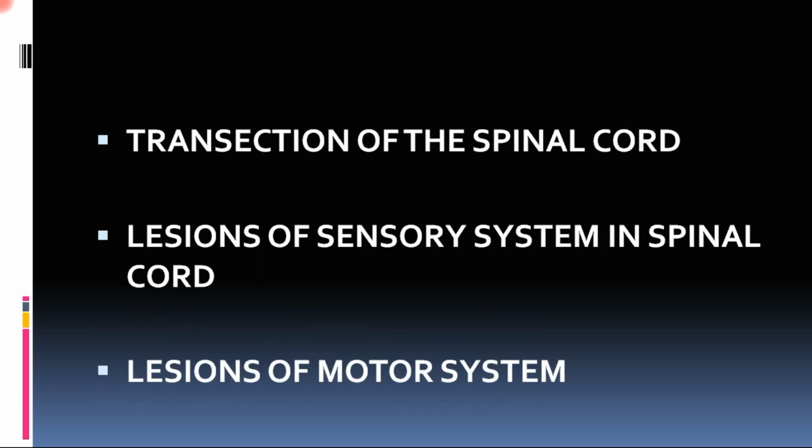Hello everyone. In this video lecture, we are going to learn about lesions of spinal cord. We'll cover this topic under the following headings. The first will be transection of spinal cord. So we'll deal with the different types of transection of spinal cord. Then we'll understand individually the lesion of sensory system and the lesion of motor system. So let us start.